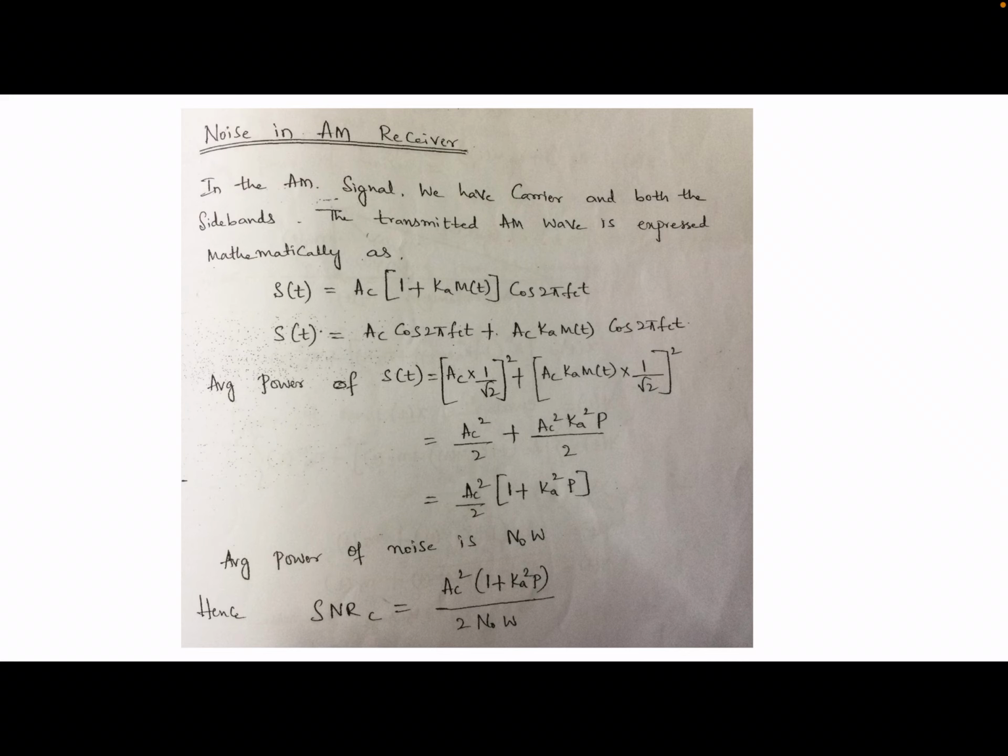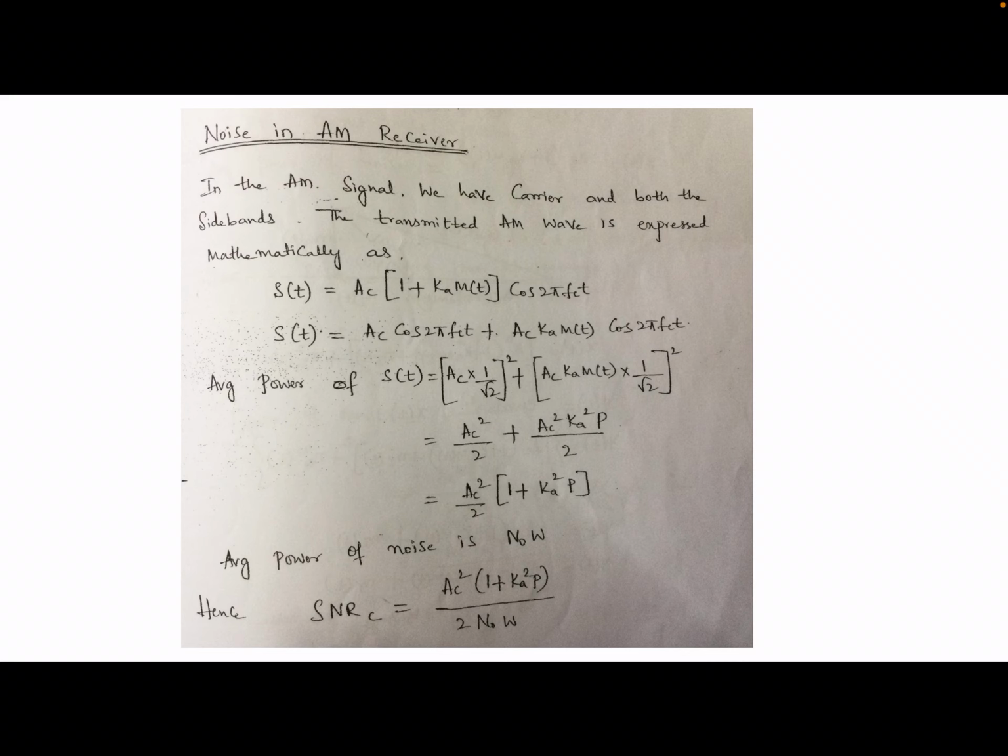In the previous lecture, I explained about noise in DSB-SC receivers. So the figure of merit in DSB-SC receivers is equal to 1. So in today's lecture, I'll be discussing the noise in AM receivers. We'll perform the noise analysis for an amplitude modulation system using an envelope detector.